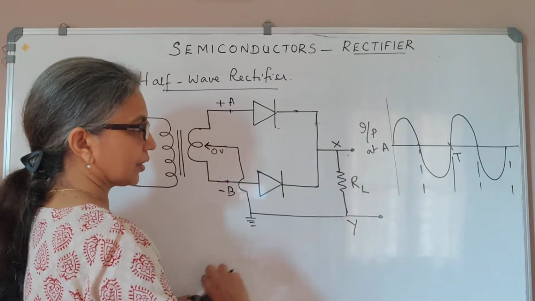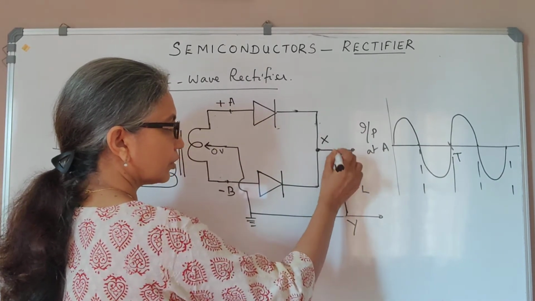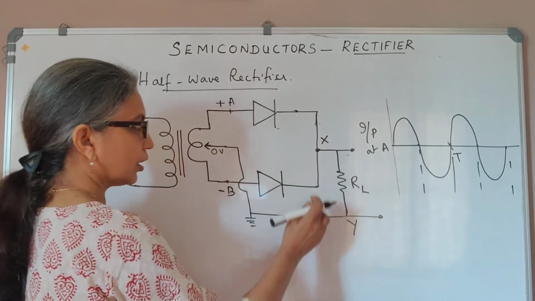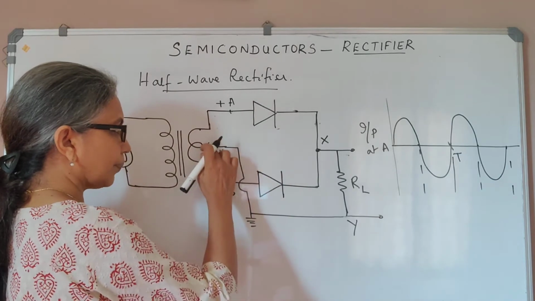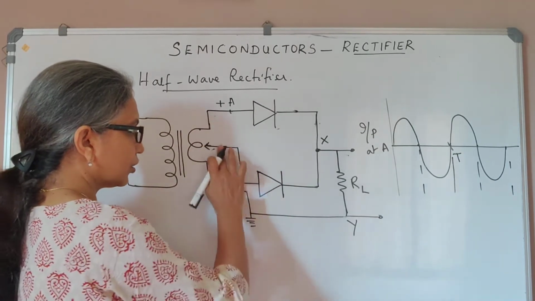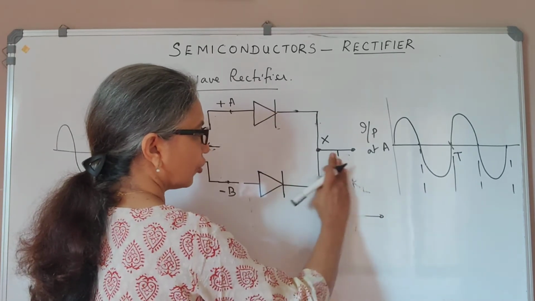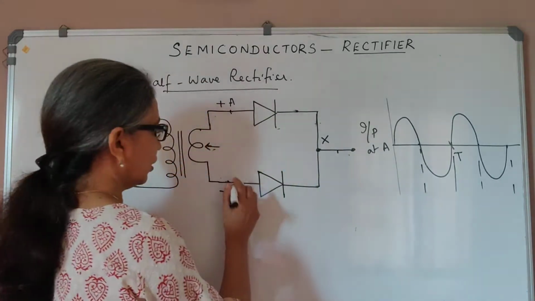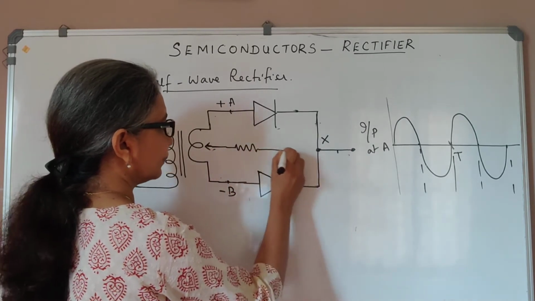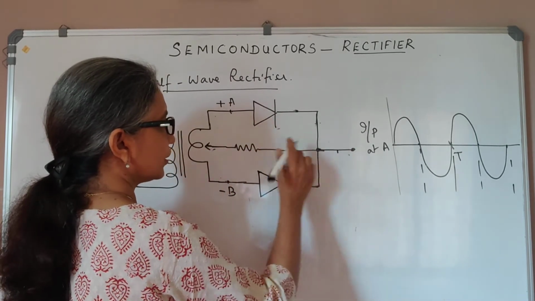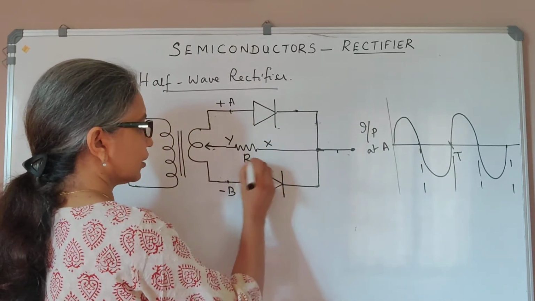See, this point is x, right? So I leave this point as x here. Okay, so this RL is connected across x and y, being the center tap end. So instead of drawing like this, I can directly draw across this. Here I can put the RL. Since this end is x, this will be x and this will be the y. And this is the load resistance RL.